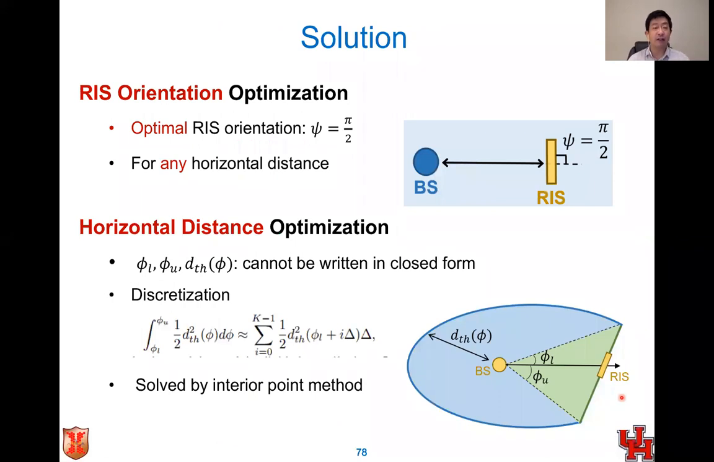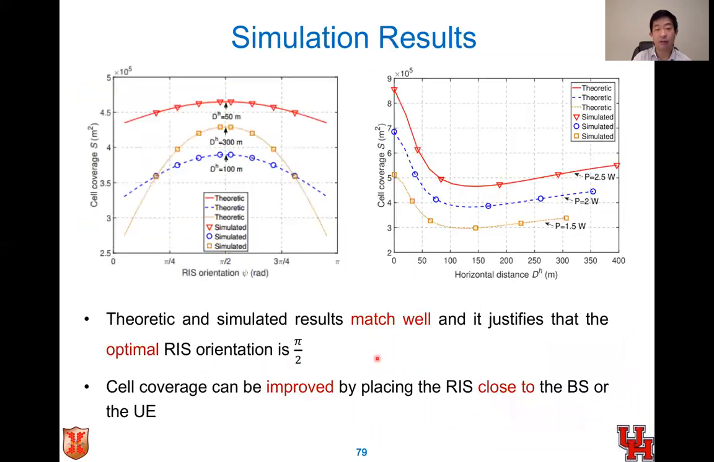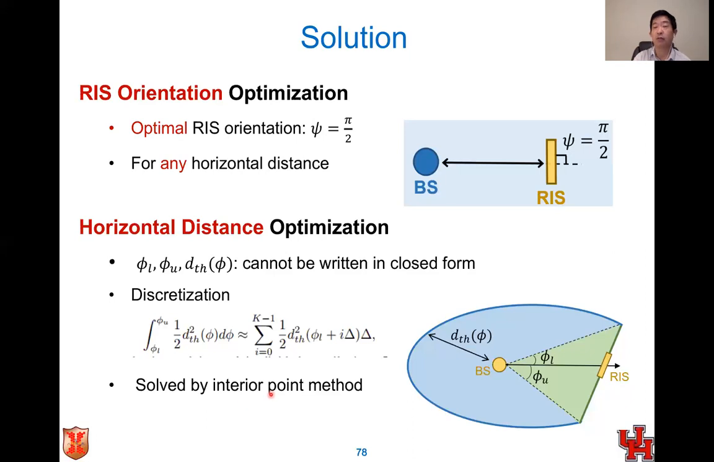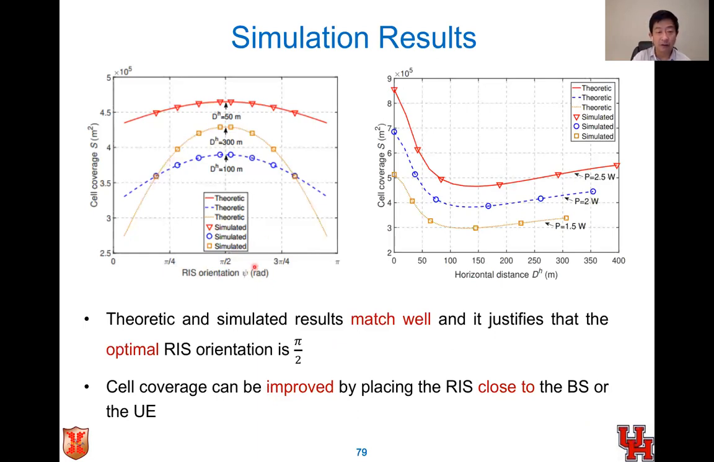So this is basically control. For the RIS orientation optimization, this is a phase, and the location can be calculated in this way. This can be solved as an optimization problem using the interior point method, which I mentioned before, since it's a nonlinear function. Here we show the result. This is the RIS orientation and this is the overall performance. The theoretical and simulated results match very well. Here is the horizontal distance and here is the cell coverage, and there is an optimal solution. This simulation result shows that our optimization can find where we should put this reflector, and that is interesting.